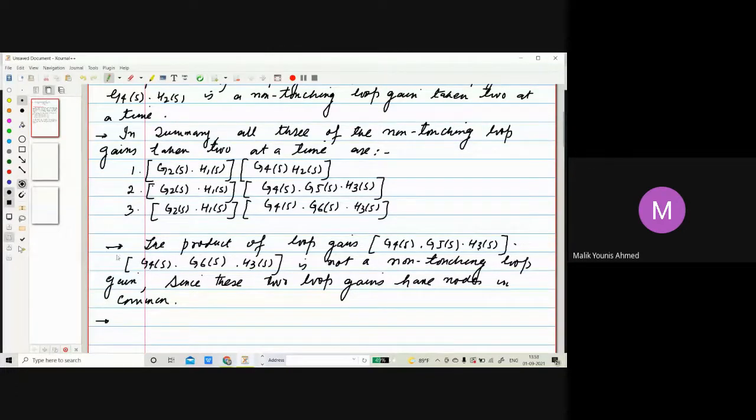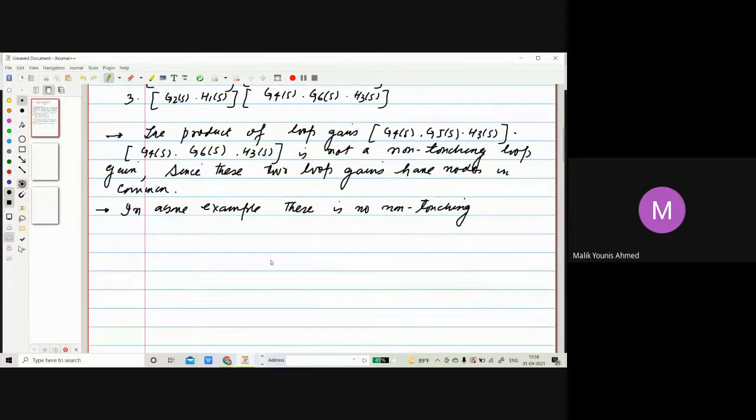So we can write it down here for your information. In the above example, there is no non-touching loop gains taken three at a time.